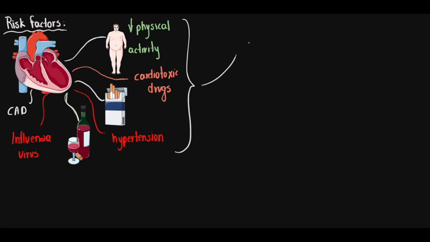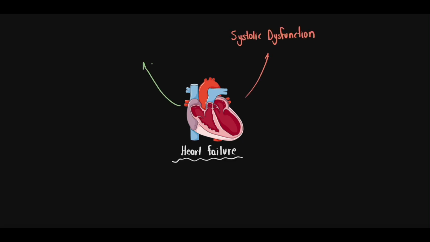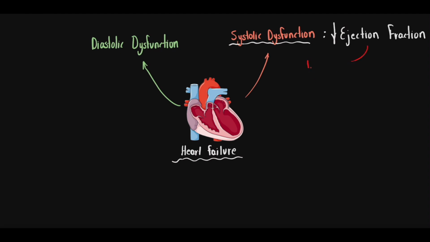So all of these lead either to a diseased myocardium, abnormal loading conditions, and arrhythmias. Of course, these all translate into left ventricular dysfunction. As we said, heart failure can either be caused by systolic dysfunction or by diastolic dysfunction. Ejection fraction solely depends on the systolic function or dysfunction. So if we have heart failure due to systolic dysfunction, we're going to have a decreased ejection fraction. So we're either going to have what we call heart failure with reduced ejection fraction or heart failure with mildly reduced ejection fraction.